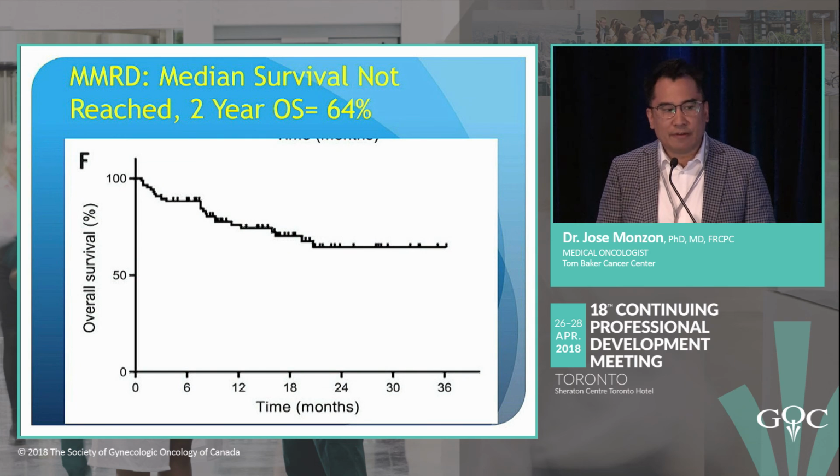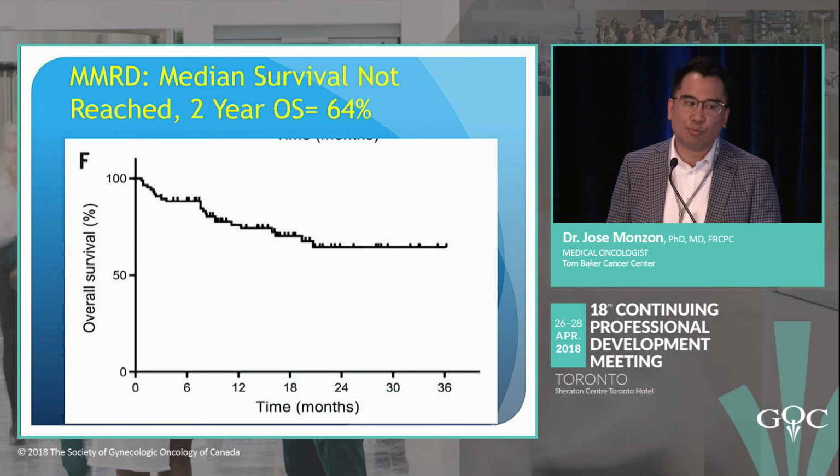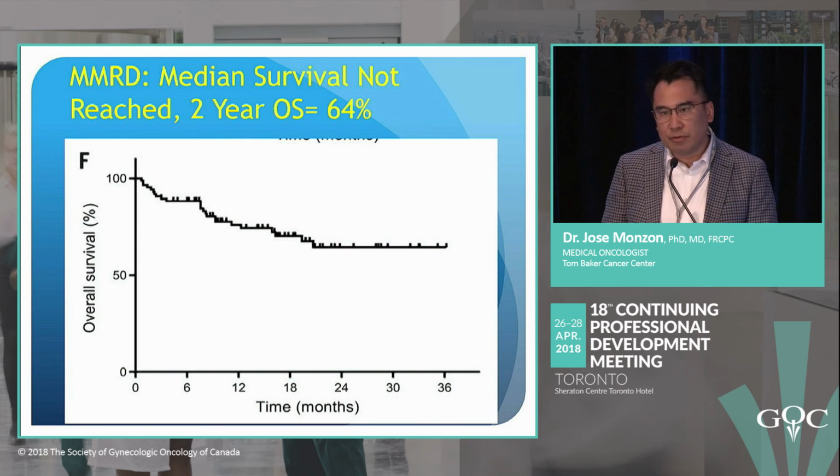Now, what was their survival? The median survival was even more impressive. The median survival wasn't reached. The 2-year overall survival was 64%. Again, this is quite remarkable in heavily pretreated, aggressive types of cancers.